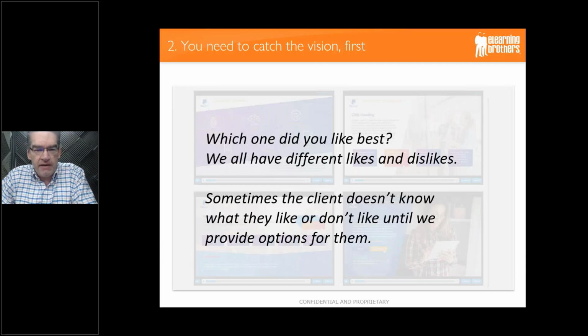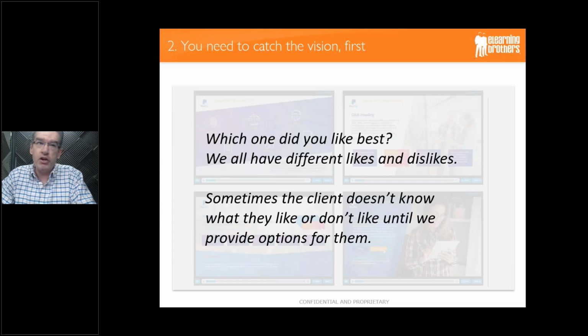Like I said, we have different likes, dislikes. Sometimes the client doesn't know what they like or don't like. We're working with a client right now that we're kind of having to hold their hand and lead through this, because it's their first time doing instructional design. And so we're providing all kinds of options for them.